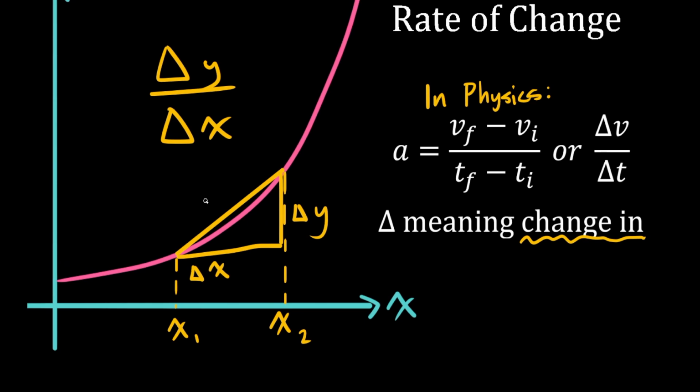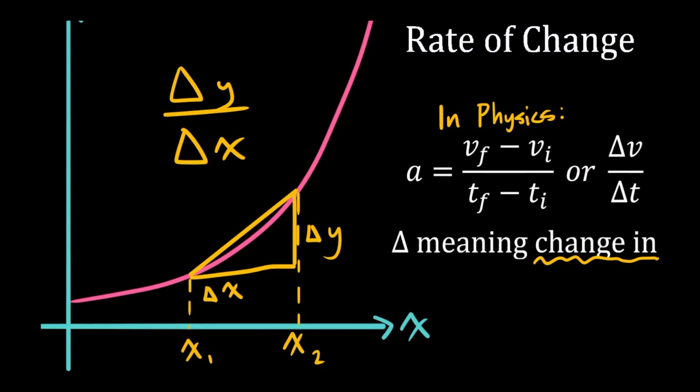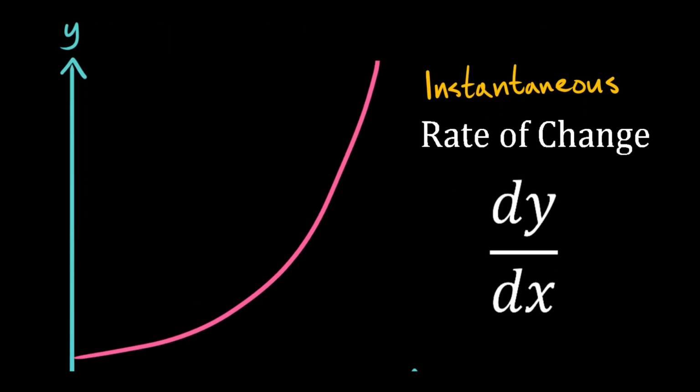So it's great that we know how to do this, but what about the slope at a single point? What if I wanted to know which exact point on this x-axis has the highest or lowest rate of increase of y? That's when we get to finding the instantaneous rate of change, also known as taking the derivative, or differentiating the function.